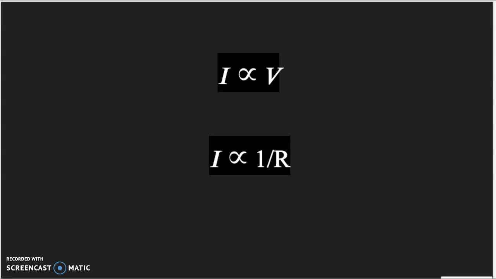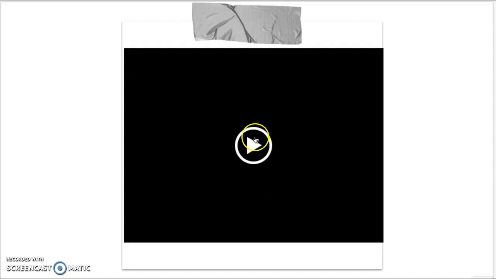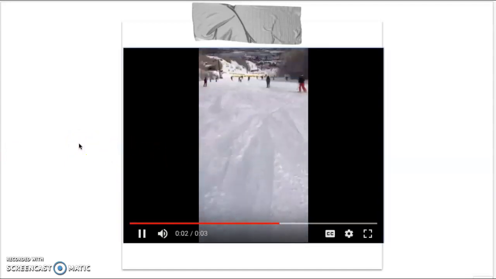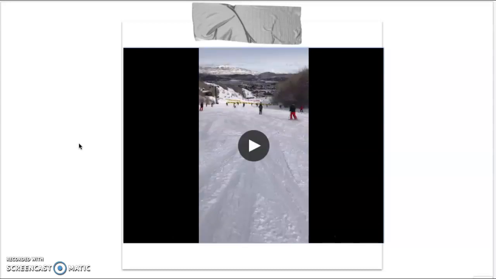So we are going to demonstrate this by looking at some examples of skiing. We're going to pretend that me as the skier, I'm going to be an example of current. I'm like an electron trying to flow through a wire, and the snow is the wire, and it has its own resistance that will control my speed. So we'll watch this first video. Okay, pretty quick, but it just shows me moving through the wire, essentially.